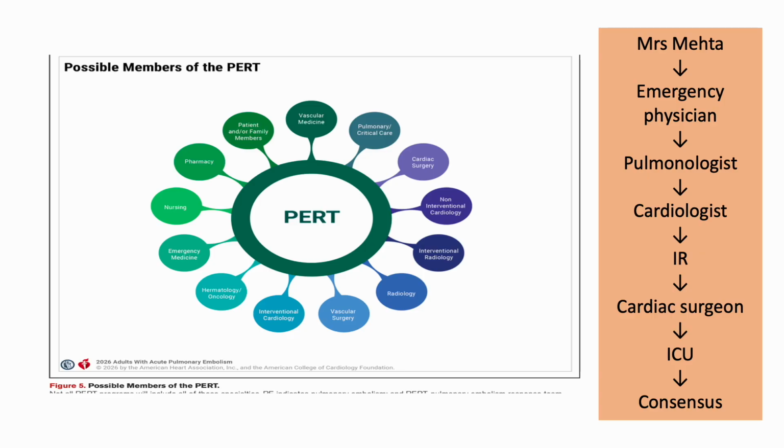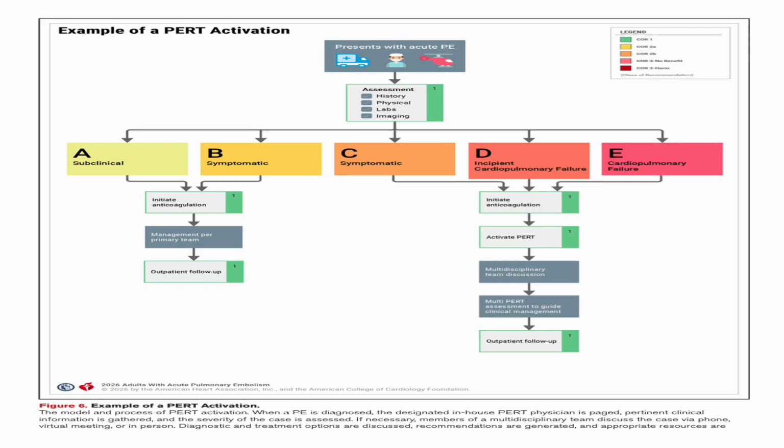The possible members in a PERT team may include a pulmonologist, critical care specialist, a cardiac surgeon, a non-interventional cardiologist, radiologist, both interventional, non-interventional, vascular surgeon, hematologist, ER person, nursing team, pharmacy, and yes, the patient's family also. For Mrs. Mehta, the emergency physician has seen her, followed by a pulmonologist, a cardiologist, an interventional radiologist, a cardiac surgeon, and the ICU team. And together they may form a consensus on the next approach. So, PERT teams will be really, really helpful and play a significant role.